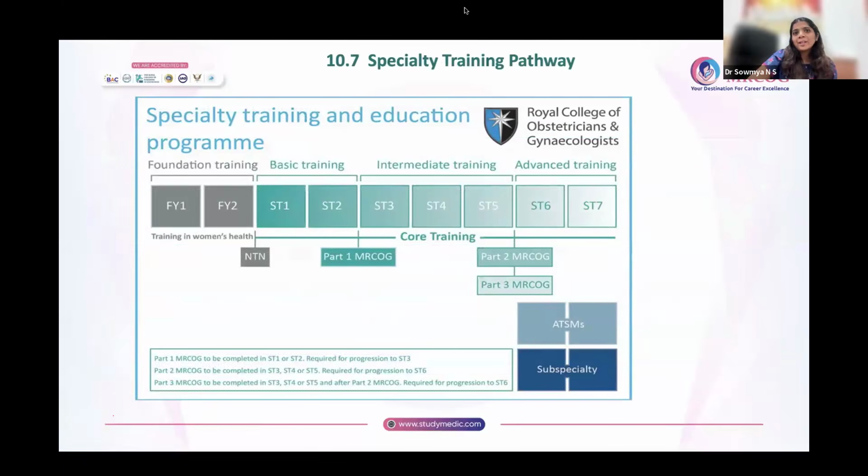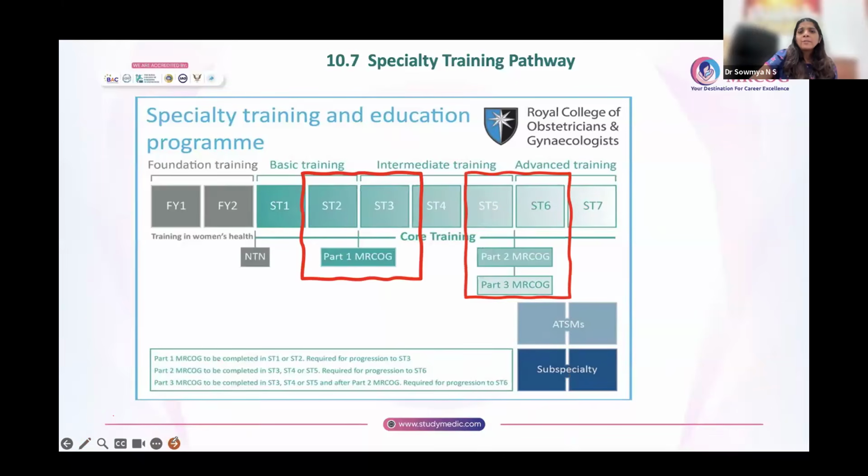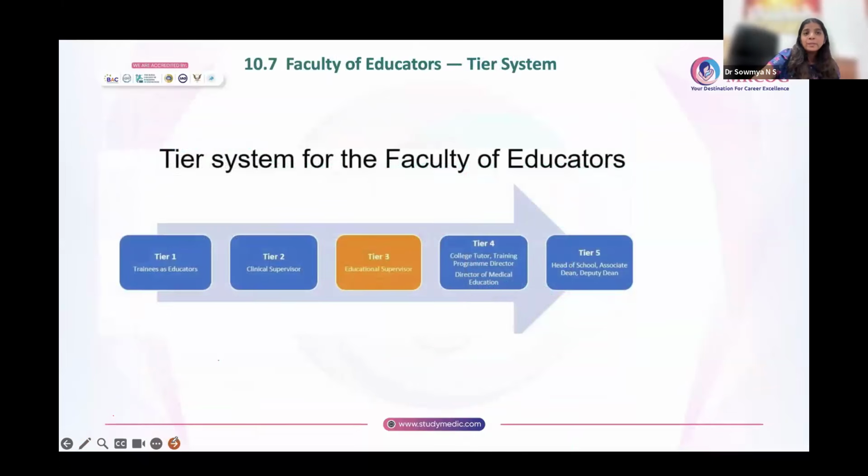A few things about training and assessment. Guys, you need to know this. ST2 to ST3, the progression pattern for MRCOG. Later on ST5 to ST6. Between ST3 and ST5, you have to finish part 2. From ST5 onward, you have to pass part 3 MRCOG. And there are a couple of assessments I think you're all very familiar with, which I would speak about. There is a system of faculty of educators. The most important person for a trainee would be the educational supervisor.